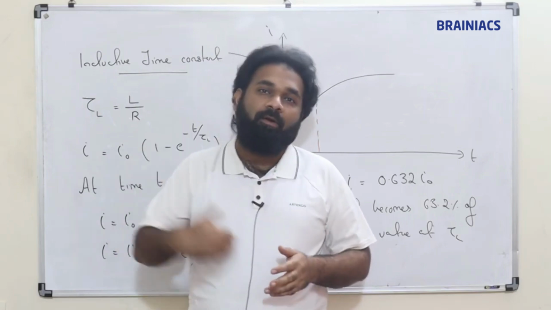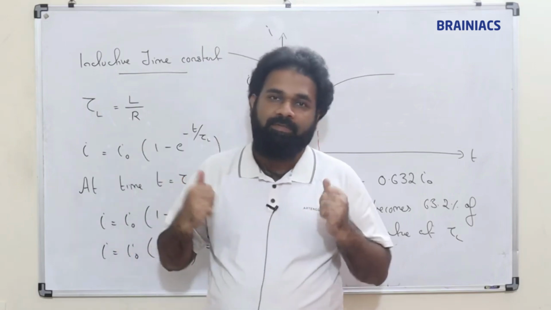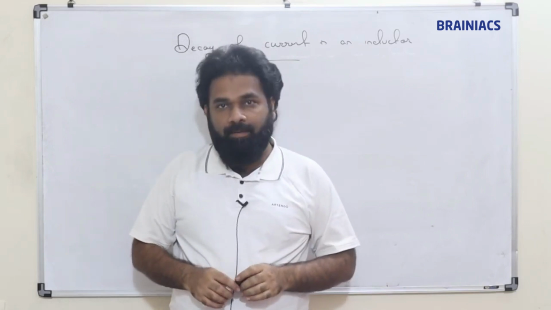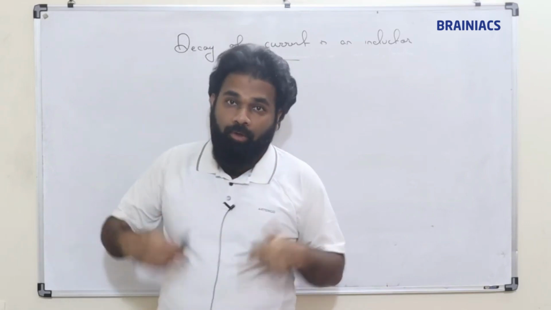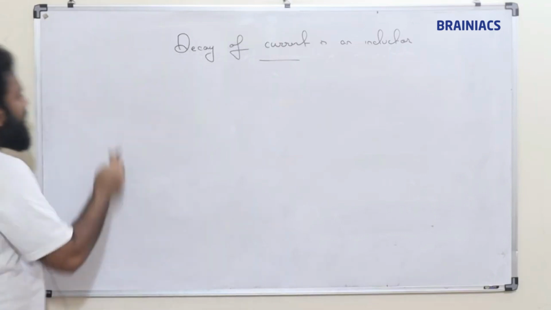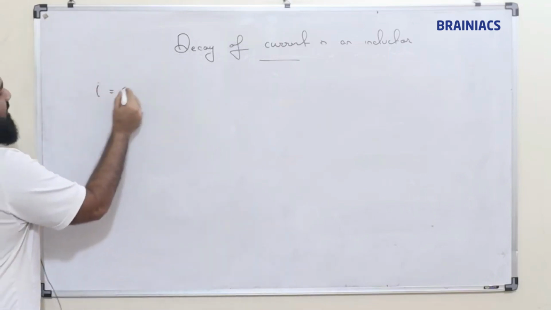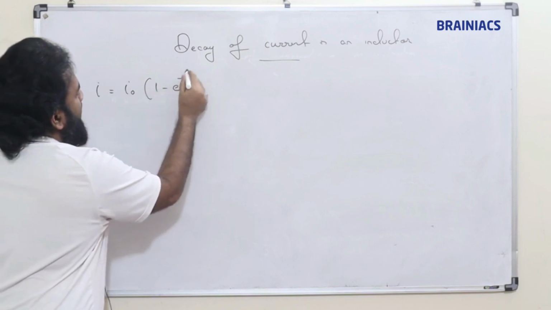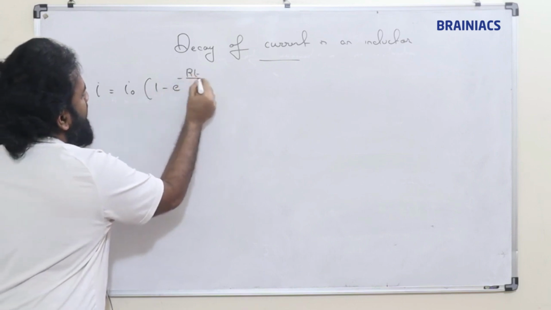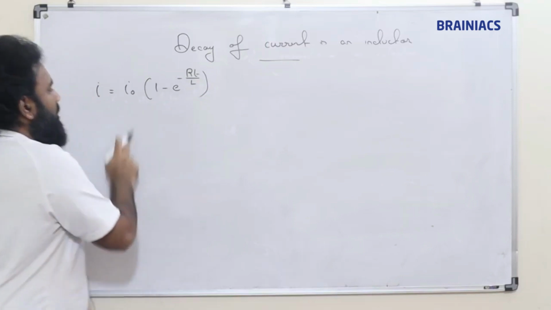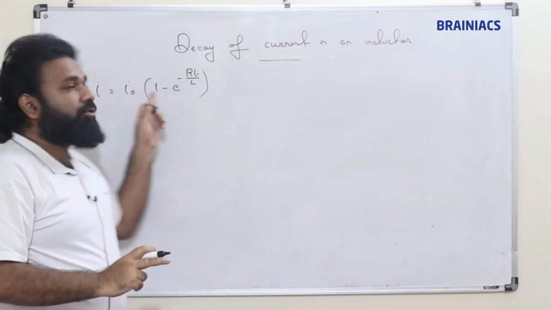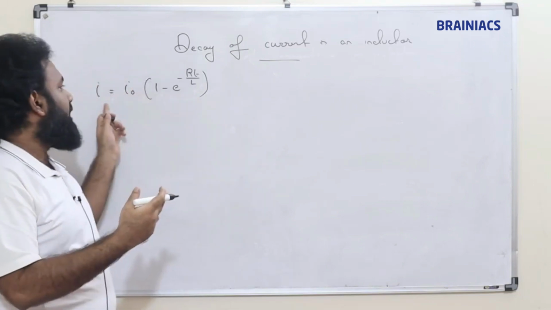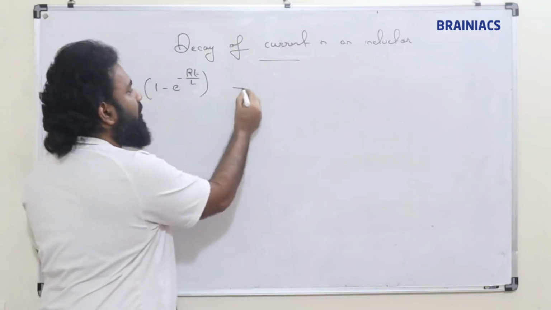Now there is decay of current in the inductor, that also we will see. The growth of current in the inductor, we have derived the formula I is equal to I naught into 1 minus e raised to minus Rt by L. So for growth of current, we should depend on this formula in order to understand what the current is. This is exclusively for what?